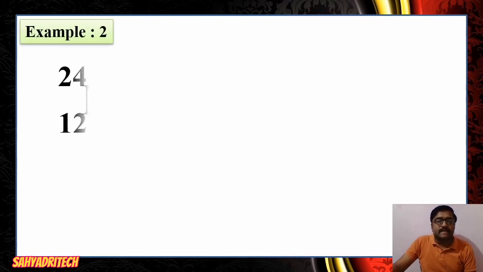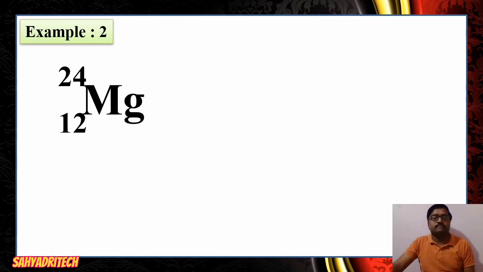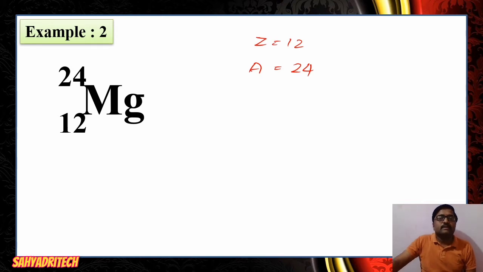So second example, say magnesium. Magnesium again we considered an atom, right? What is the atomic number here? Z is equal to 12 and mass number is equal to 24. Again it is also an atom. Therefore, what about the number of protons? The protons is equal to atomic number, that is 12. Electrons again 12.